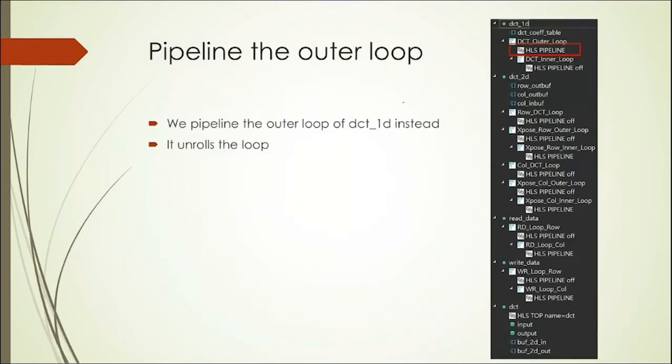Okay, so the modified code is my design, and it is not mentioned in the tutorial. Actually, the solution to the previous problem in the tutorial is we pipeline the outer loop, which is very brutal because it will unroll the inner loop.